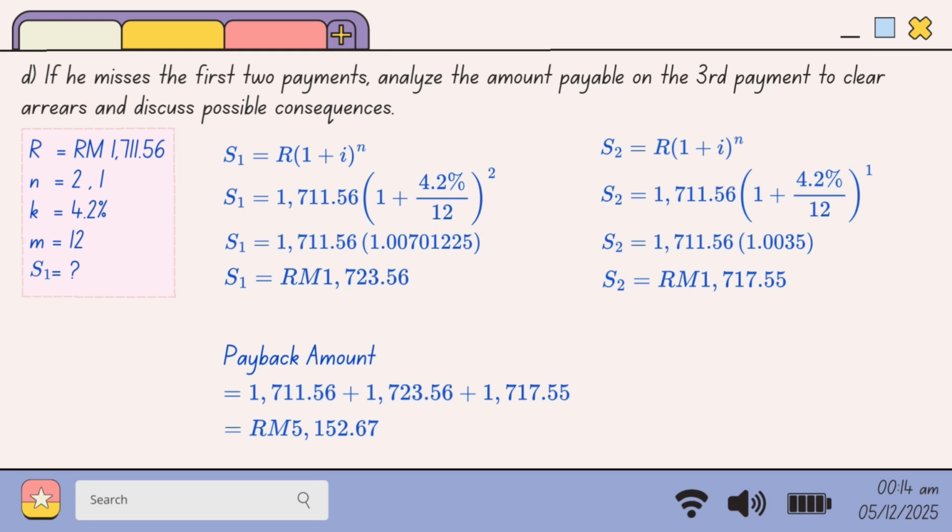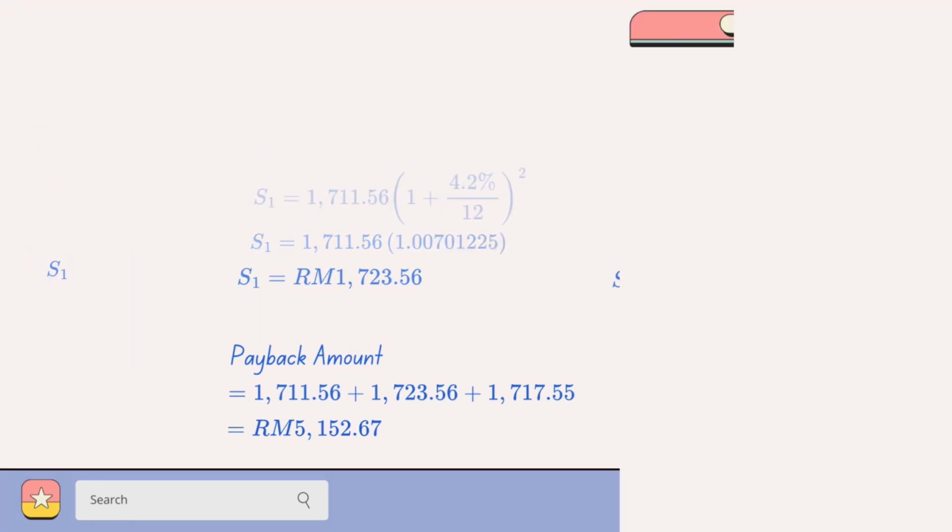And the payback amount will be 1,711 ringgit and 56 cents plus 1,723 ringgit and 56 cents plus 1,717 ringgit and 55 cents, which equals 5,152 ringgit and 67 cents.